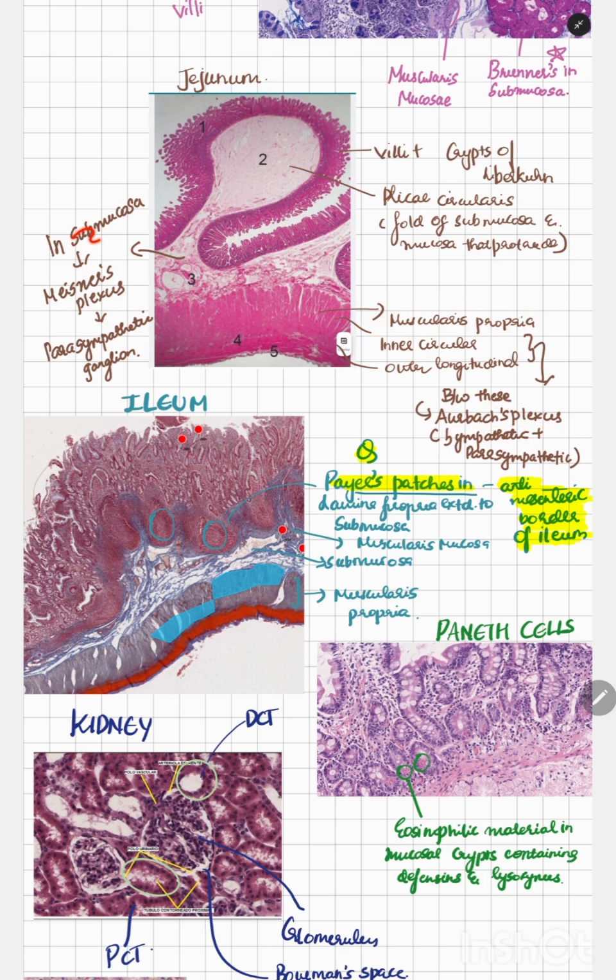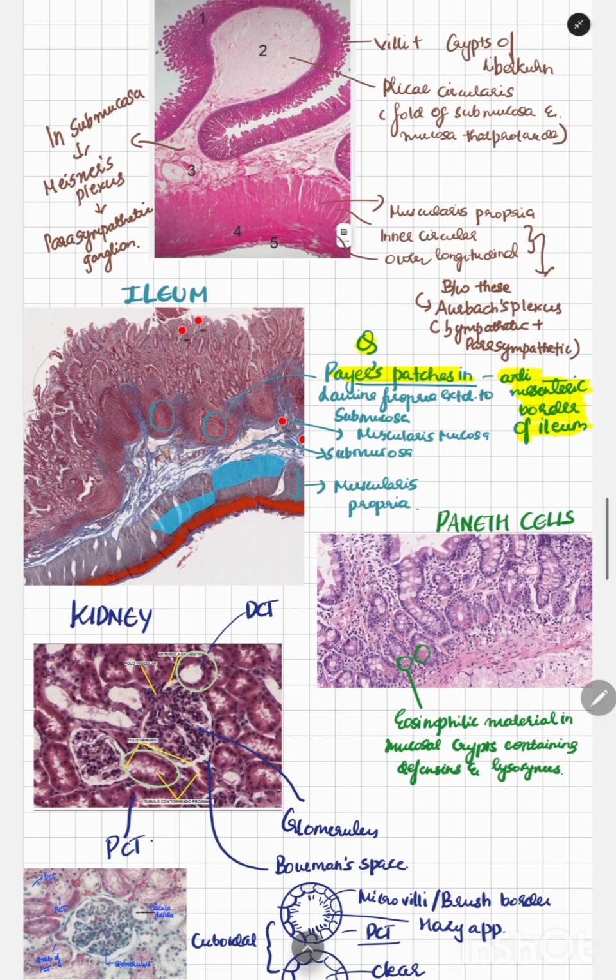Submucosa, a way to remember it is the SM. Remember, in the submucosa you have Meissner's plexus, right?